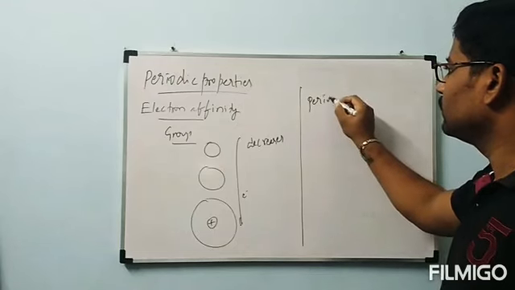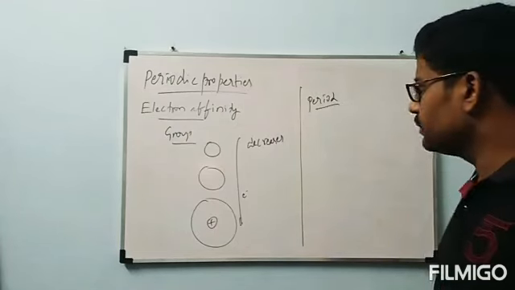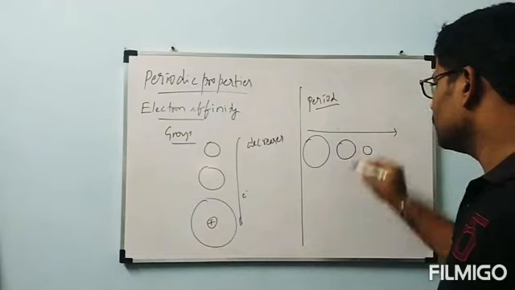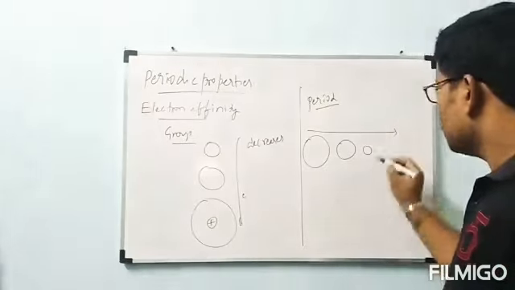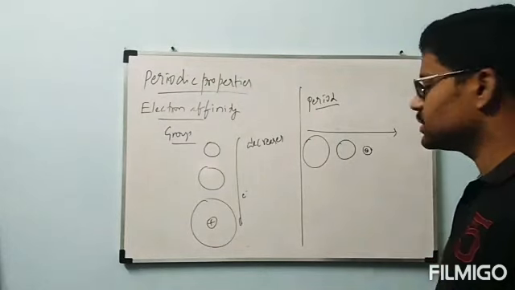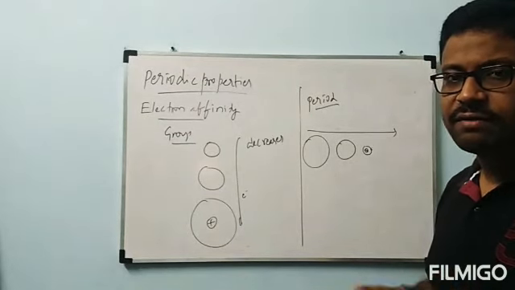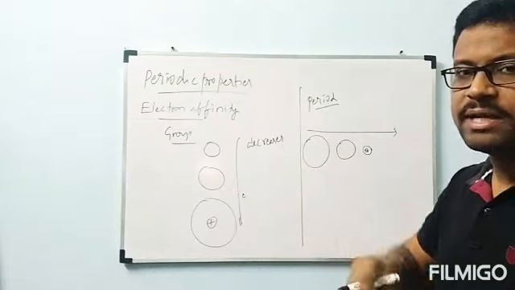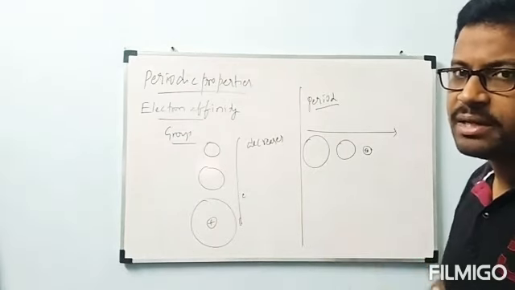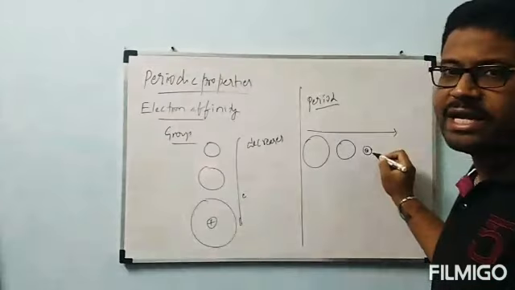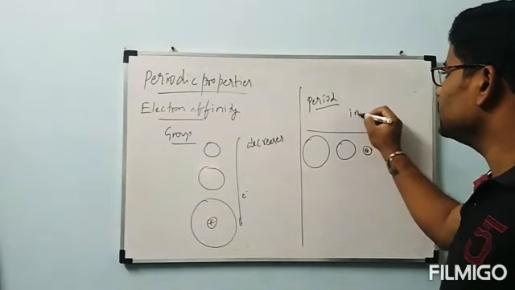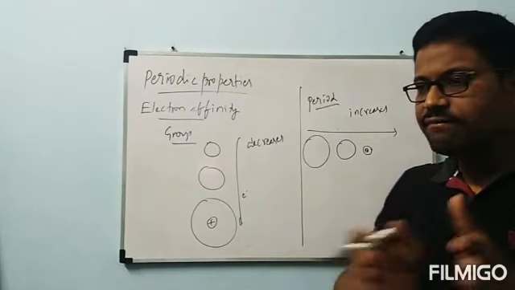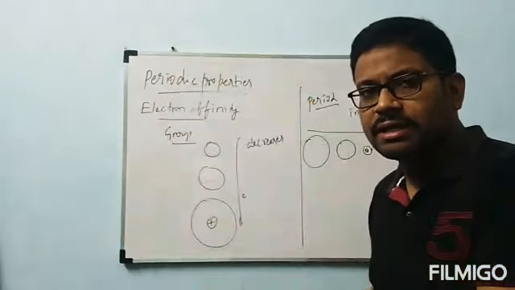Coming to a period, left to right, what happens to atomic size? It decreases. When atomic size decreases, the nucleus and the outermost shell are very near to each other, and the attraction from the nucleus to the outermost shell is very high. So if an electron enters the outer shell, it can be held by the nucleus easily, and even more energy will be released. Because of that, electron affinity is high, so electron affinity increases in a period, left to right. Top to bottom, electron affinity decreases.